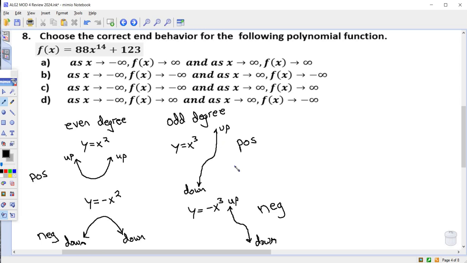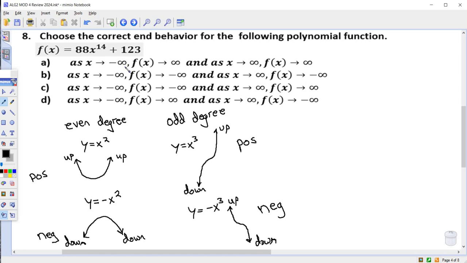All odd degree polynomials, then we're over here on this side. Odd degree polynomials with a positive coefficient all have this end behavior, down and then up. All negative odd degree polynomials, negative coefficient, odd degree, do this. On the left side, they go up to positive infinity. Right side, they go down to negative infinity.